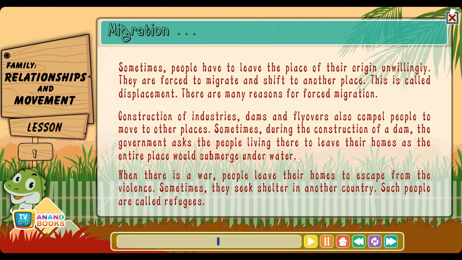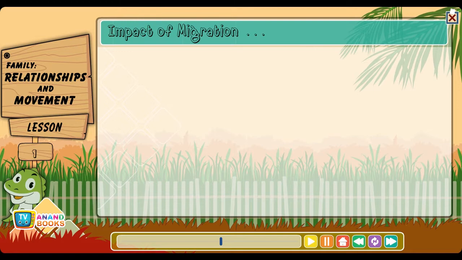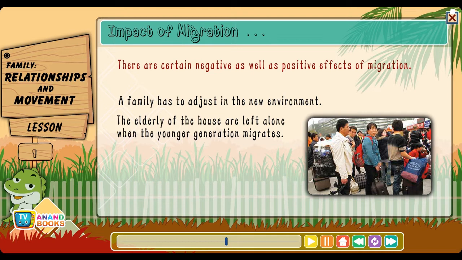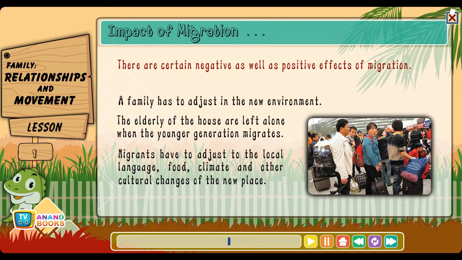Impact of migration. There are certain negative as well as positive effects of migration. A family has to adjust in the new environment. The elderly of the house are left alone when the younger generation migrates. Migrants have to adjust to the local language, food, climate, and other cultural changes of the new place.